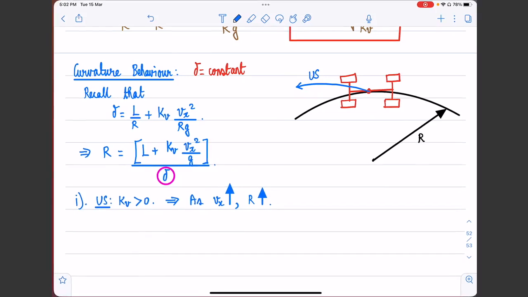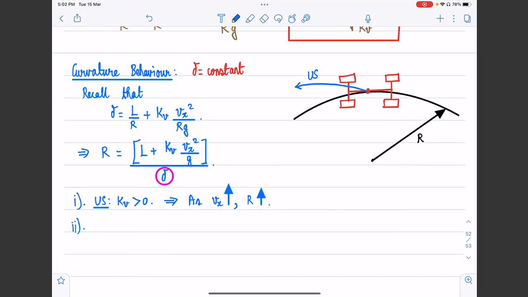All right. So now, if we consider a neutral steer vehicle, what will happen? As we know, KV is equal to 0. So this implies that R becomes equal to L by delta, which is constant. So we can see that it's independent of the speed. So this curve corresponds to a neutral steer vehicle.